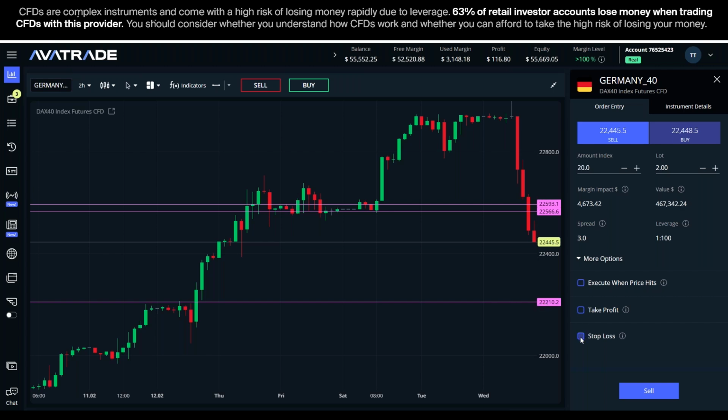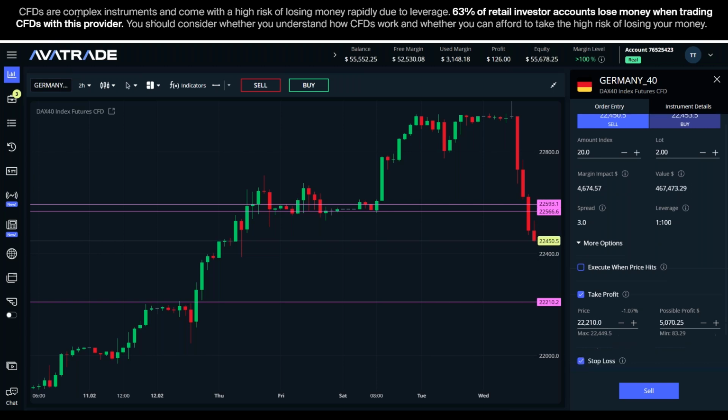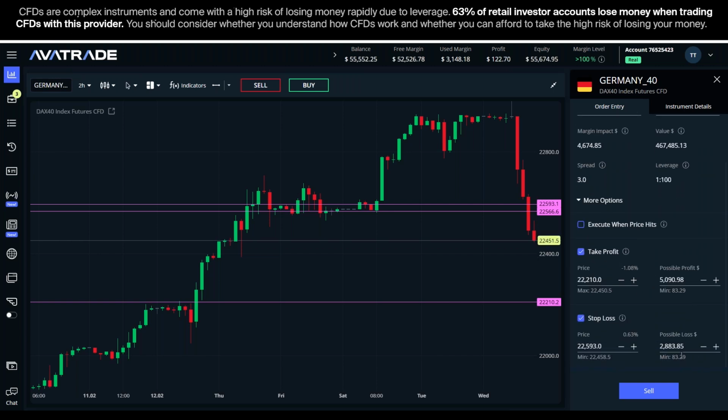So I'm looking at stop loss 22,593. Take profit 22,210. Okay, that stop loss and take profit is determined by the technical analysis. Stop loss above this broken support up here, and take profit before having to break below this support level. So I'm looking at risking 2,800 to go after 5,000 potential profit.